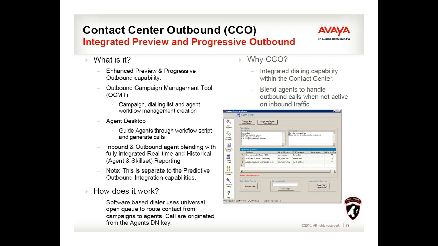The outbound piece. If you're doing outbound today, it's probably through some type of outbound dialer. Maybe you have a software platform doing it for you, but it's probably not out of the box with your current call center solution. It's probably something you purchased on top of what you had already existing. The Aura Contact Center has outbound built into it, preview and progressive.